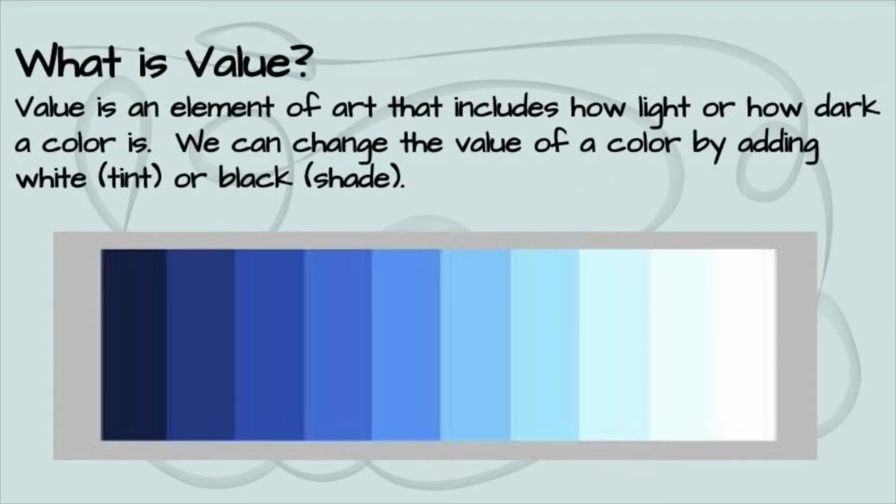What is value? Value is an element of art, and remember, an element of art is just a fancy way of saying an ingredient we use to create art. And value includes how light or how dark a color is. We can change the value of a color by adding white, that's when we tint the color, or we could add black, that's when we shade a color.